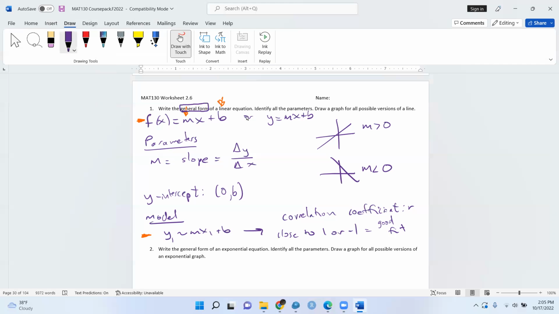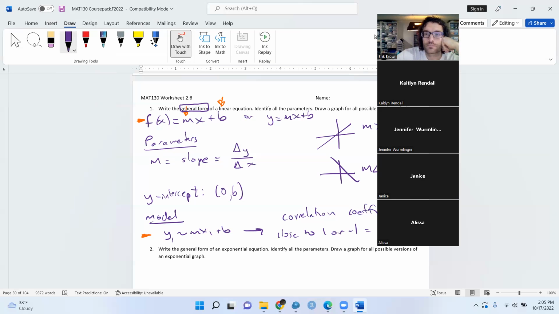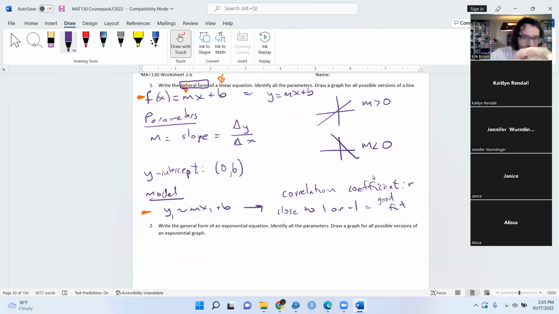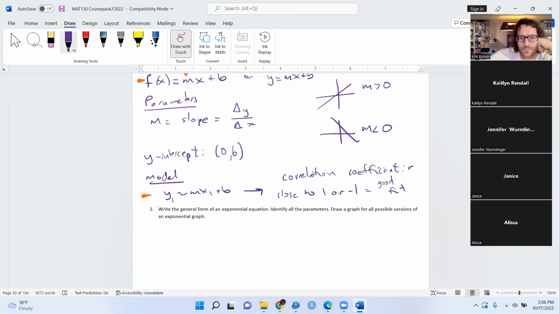We don't mess with those, so don't worry about them if you know about them. There are also other graphs of lines, right? There's the vertical and the horizontal. Again, I don't think we're going to encounter any of those models.